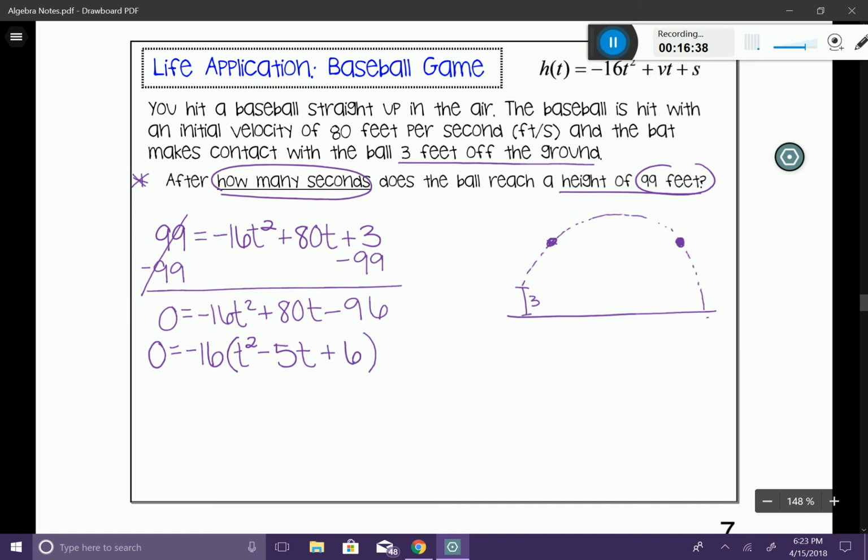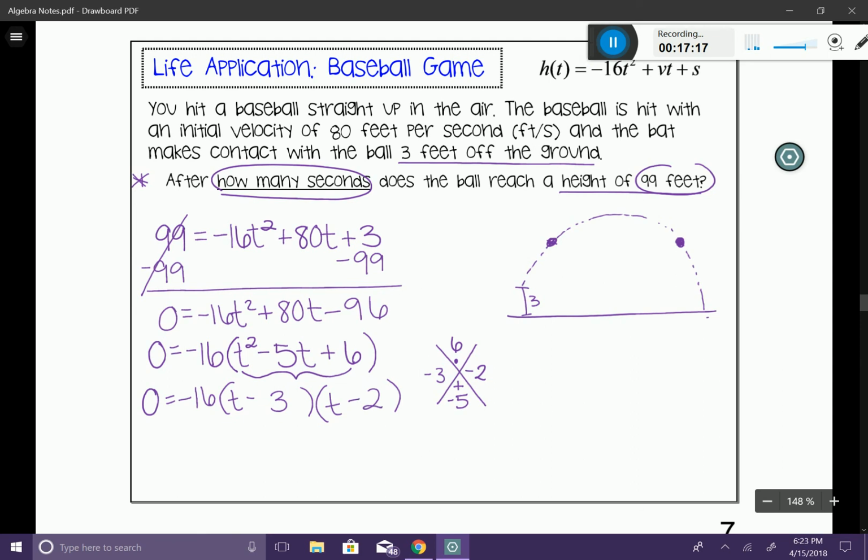That's all I did. Now you can see that it generated this nice trinomial with a coefficient of 1. So let's go ahead and factor it. 0 equals negative 16, and I'm going to factor this into two binomials. Again, what I'm trying to do here is find two numbers that multiply to give me 6 and add up to give me negative 5. So you might be thinking negative 3 and negative 2, since those work out. So I'm going to say t minus 3, and then t minus 2.